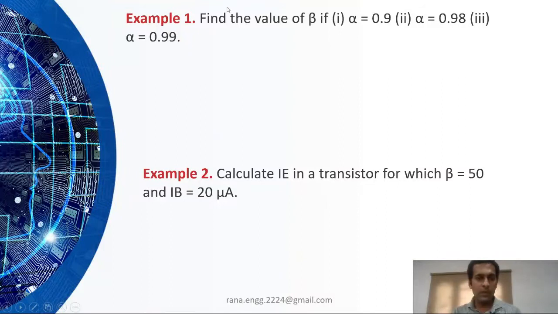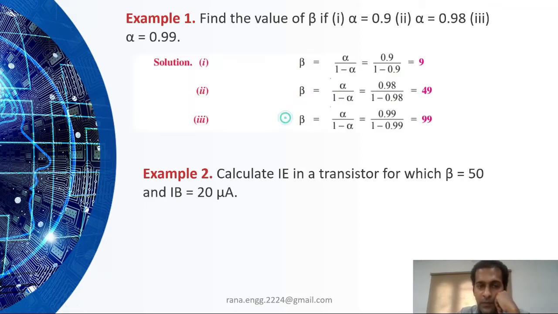Now let us have an example. The first example: find the value of beta if alpha is 0.9, if alpha is 0.98, and if alpha is 0.99. So here you can see the alpha value is always below 1. It is the amplification factor, and beta is the current gain. So we know the beta and alpha relation. We have to see, if the range of alpha is between 0.9 to 0.99, how beta changes. We have just seen the equation: beta is equal to alpha by 1 minus alpha.